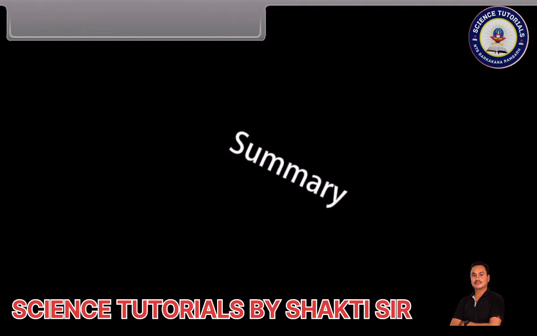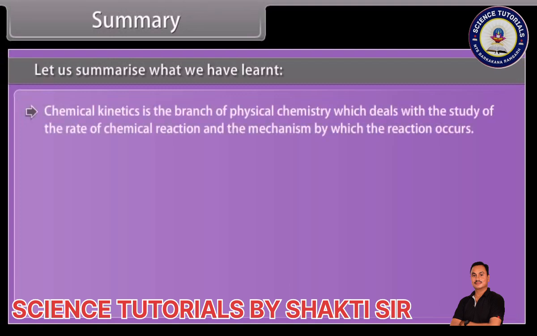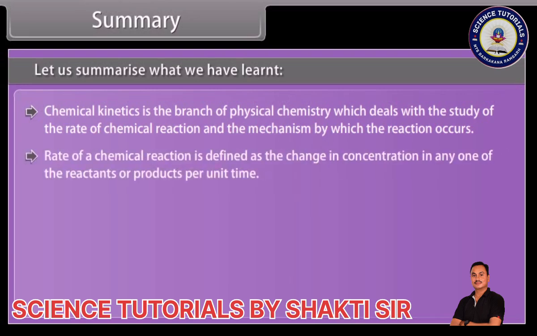Summary. Let us summarize what we have learned. Chemical kinetics is the branch of physical chemistry which deals with the study of the rate of chemical reaction and the mechanism by which the reaction occurs. Rate of a chemical reaction is defined as the change in concentration in any one of the reactants or products per unit time.